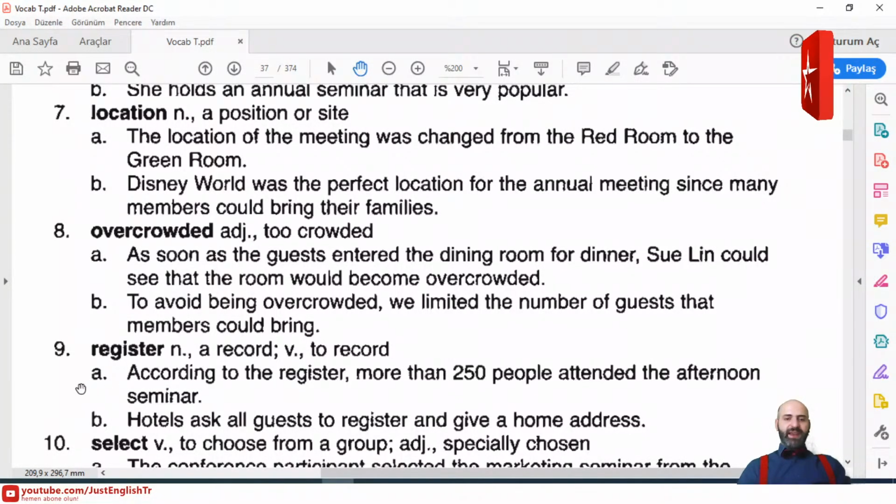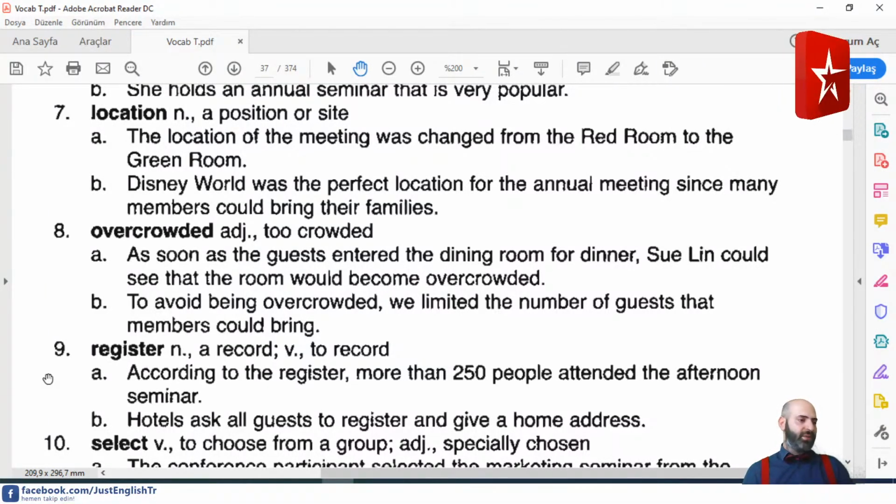Sentence A says, according to the register, more than 250 people attended the afternoon seminar. And sentence B says, hotels ask all guests to register and give home address. Yes, it is very important.